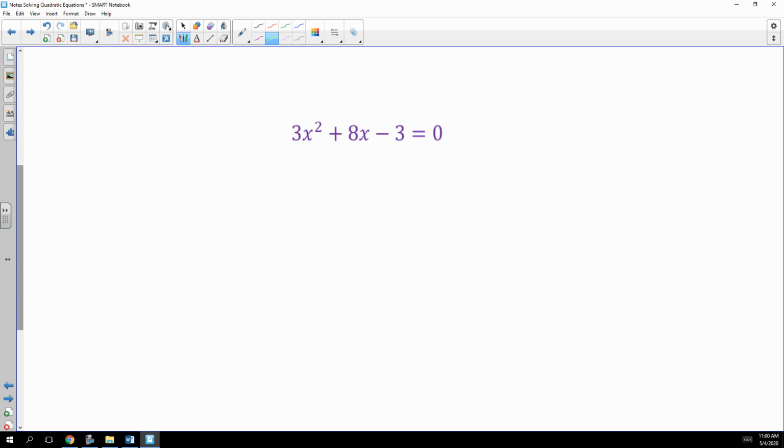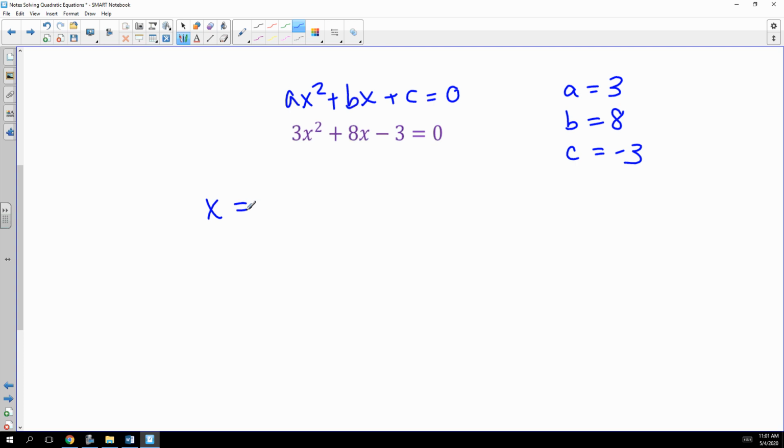It is important to always set it equal to 0 first. That's going to be common, and I'm not really going to do examples where you have to go through that. You should just know you want to put it in standard form first, so you want to make it look like ax squared plus bx plus c equals 0. And just to make it useful, I'm going to identify a is 3 in this case, b is 8, and c is negative 3. So the quadratic formula: x equals opposite b plus or minus square root b squared minus 4ac, all over 2a. So then I'm going to plug everything in.